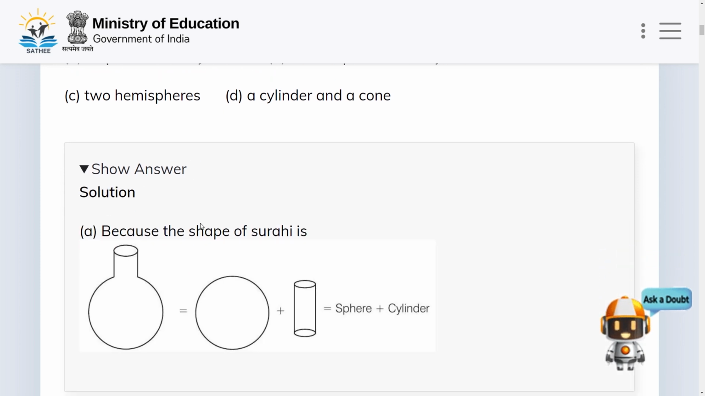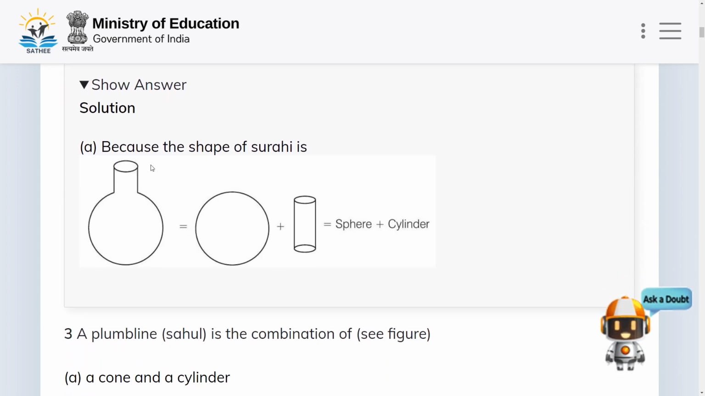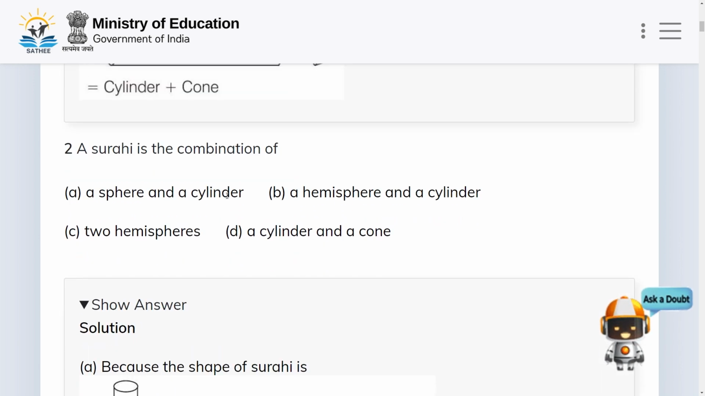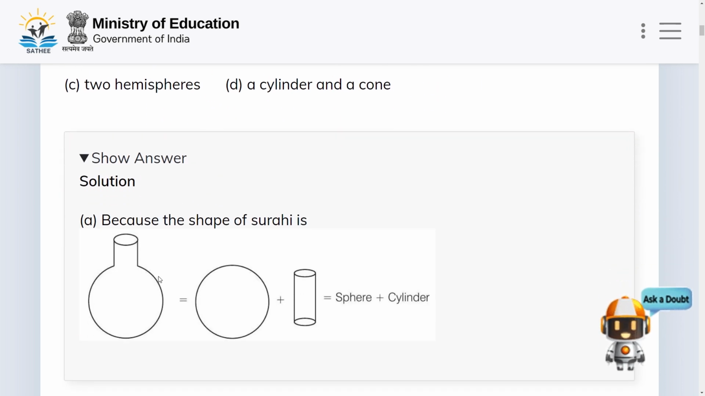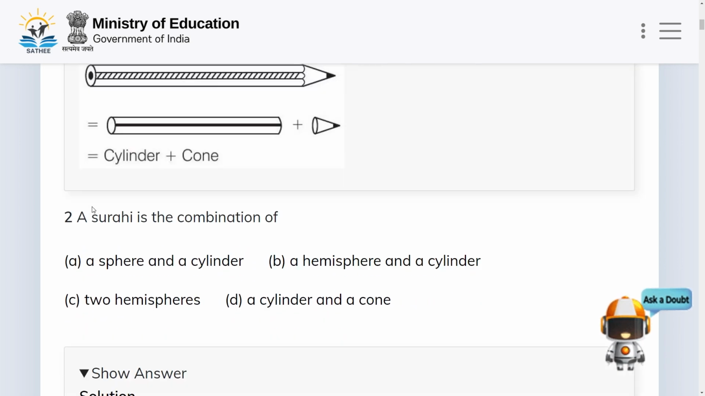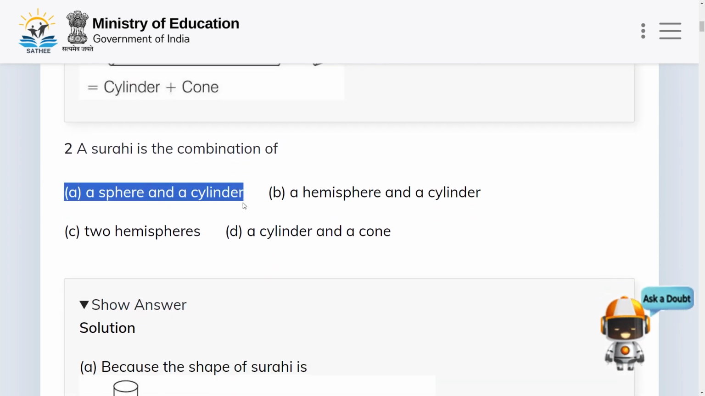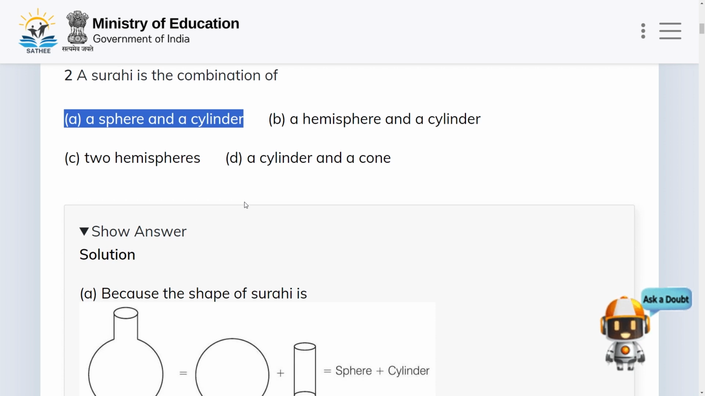So let us see how to find. A surahi looks like this. Because of the shape of the surahi, we can divide this shape into a sphere and a cylinder. So a surahi is basically the combination of a sphere and a cylinder, and in option A we have a sphere and a cylinder. So option A is the correct answer. Now let us move to the next problem.